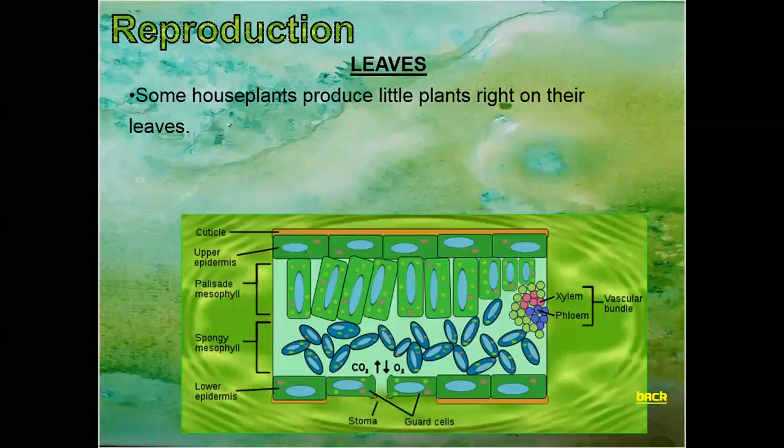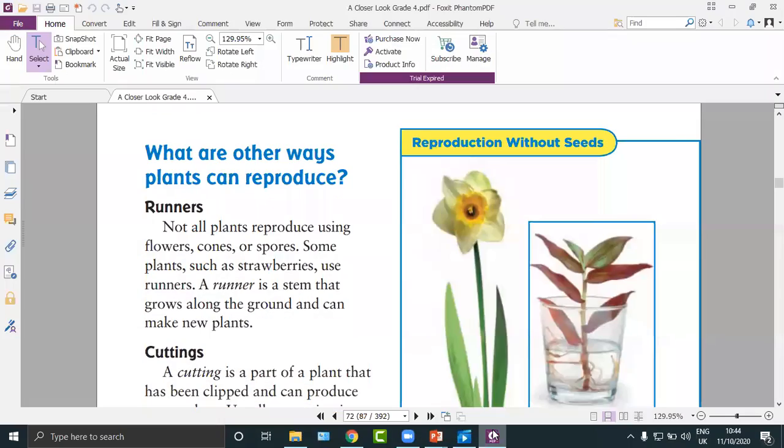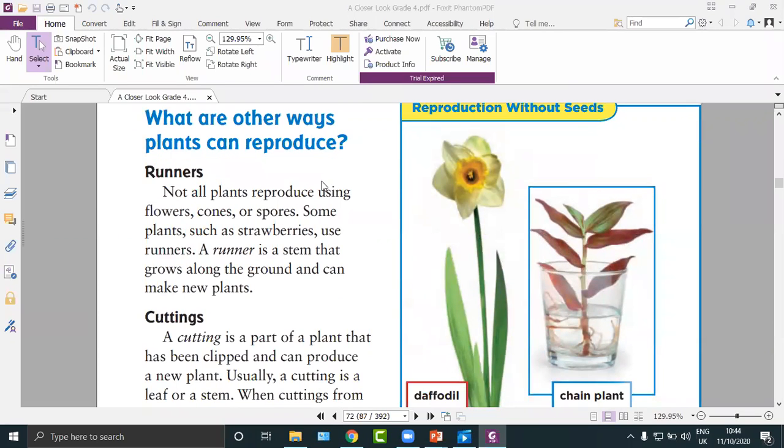Now open your book. Open your book. What are other ways plants can reproduce? Who can read? I'm gonna read. Wait, I'm gonna raise my hand. I raised my hand first, so I'm gonna read. Wait a little, please. Iyad, what are other ways plants can reproduce?